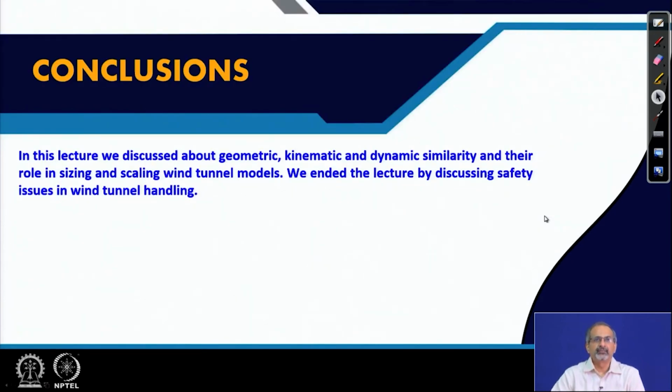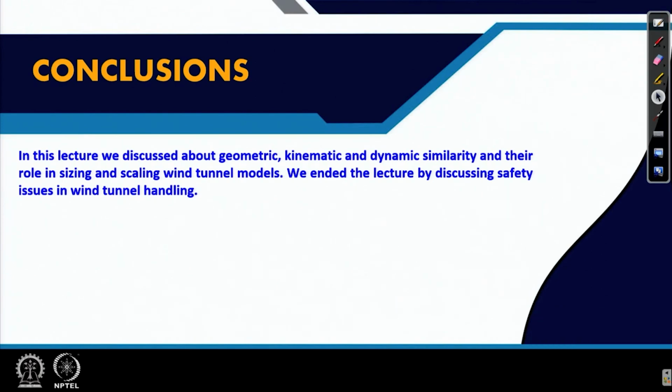So, in this lecture we discussed the different kinds of similarity, including geometric, kinematic and dynamic similarity, and their role in sizing and scaling of wind tunnel models. We ended the lecture by discussing safety issues in wind tunnel handling, both for low and high speed wind tunnels.